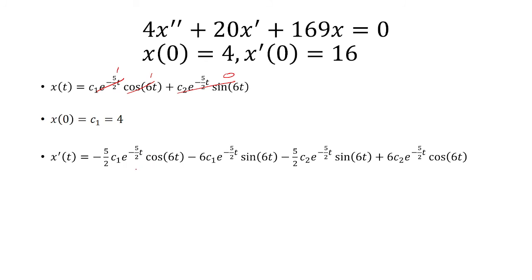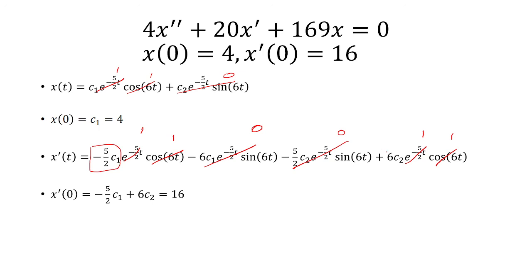Now for the derivative, we're going to plug in t equals 0. So we know sine of 0 is 0. So this is 0. This is 0. Now cosine is 1, and then e to the negative 5 over 2 times 0 is 1 as well. So I'm left with negative 5 over 2 c1 plus 6 c2 equals 16. Because c1 was 4, plug that in for c1. Solve for c2 to get 13 over 3.